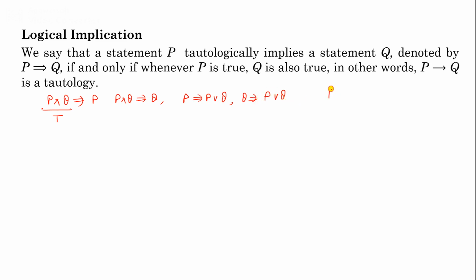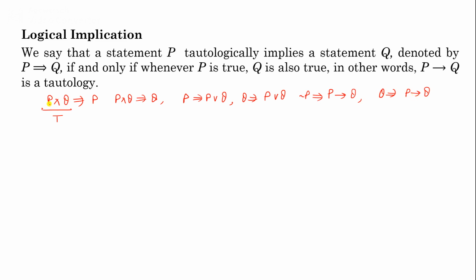Now look at this conditional, P implies Q. You know that a conditional is true whenever P is false. It means whenever negation P is true, this is also true. It means negation P tautologically implies P implies Q. Similarly, you know this conditional P implies Q is true whenever Q is true. So you can write Q tautologically implies P implies Q, because whenever Q is true, this conditional is also true. So these are some examples of logical implications.